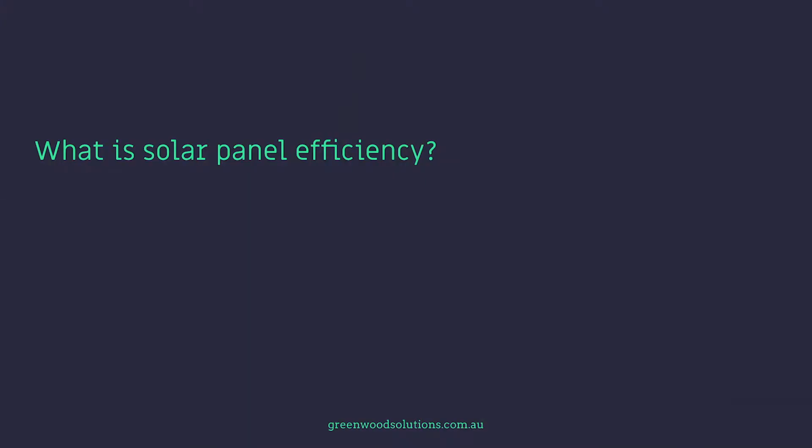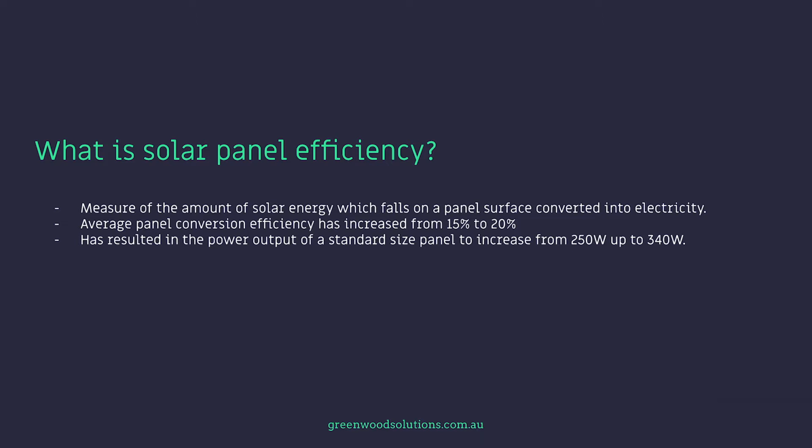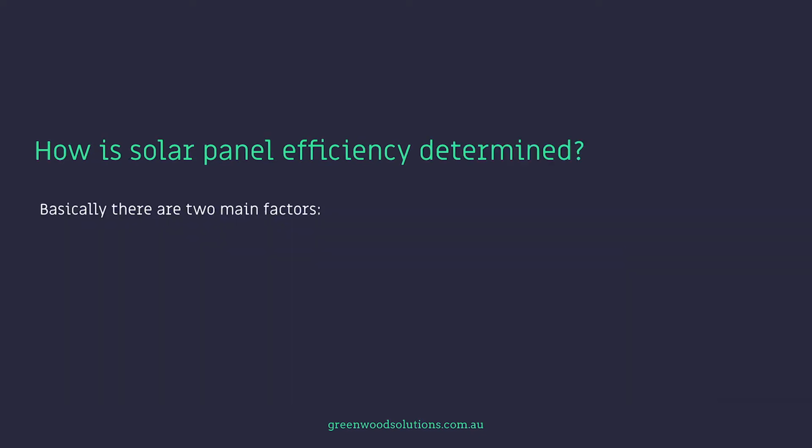So what is solar panel efficiency? It's the measure of the amount of solar energy which falls on a paneled surface, converted into electricity. And the average panel conversion efficiency has increased from 15% a few years ago to now 20% plus. This has resulted in the power output of a standard sized panel increasing from 250 watts up to 340 watts. So how is solar panel efficiency determined?